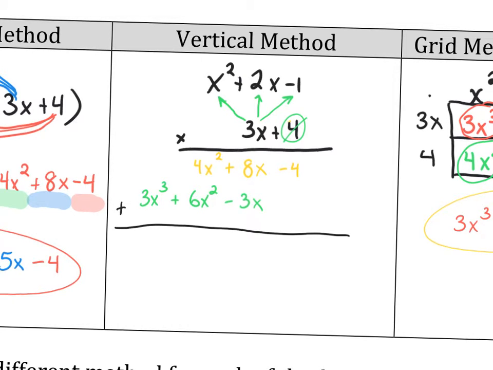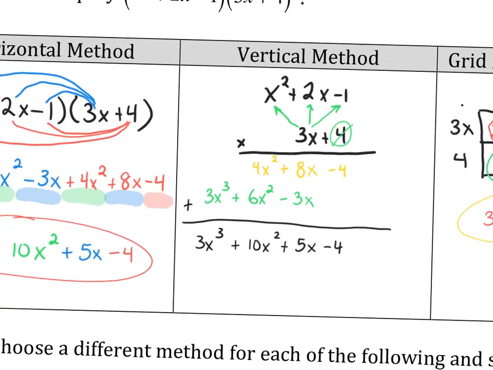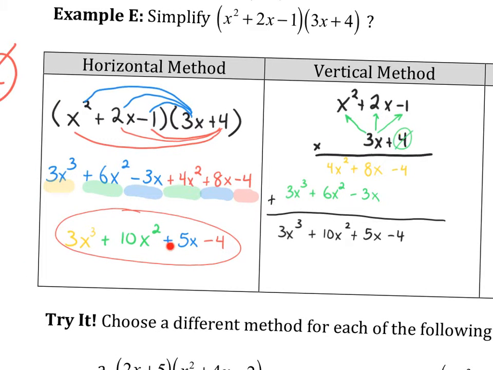Here, since things are already lined up vertically, my cubic are here, my quadratic are here, linear there, constant there. It's already lined up, so all we have to do is just add down. All right, so in doing so, I get this, 3x to the third plus 10x squared plus 5x minus 4. And as I zoom out, I should notice that I have exactly the same answer as I got in the other ones. Each method is equally valid in terms of the end result.